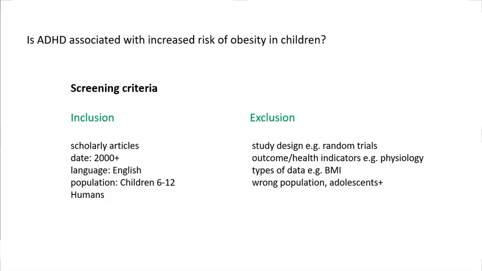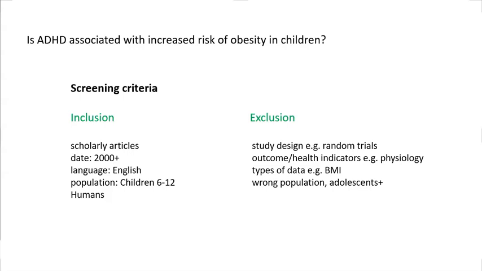The inclusion criteria are usually related to the filters you use for the databases. I only want scholarly articles. If it's not a scholarly article, I get rid of it. Anything before 2000, I get rid of it. If it's not in English, it's a bias I'm introducing, so I get rid of it. And if it's not dealing with my children or my population, I get rid of it. And again, humans; I don't want animal research as well.